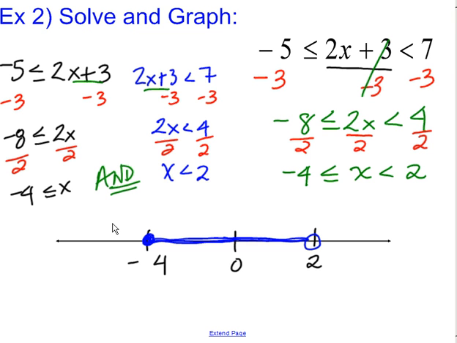So we can kind of check visually, pick numbers that are outside or inside, usually outside numbers, and see if it works. And if it doesn't work, then we know we're doing well. Okay, just keep an eye on that open circle and closed circle.